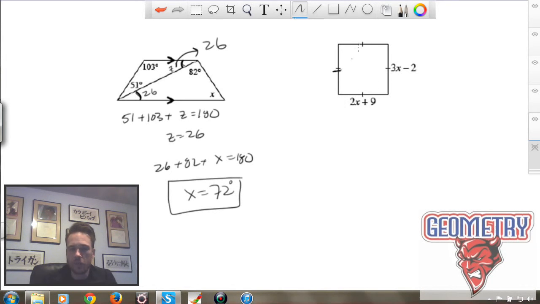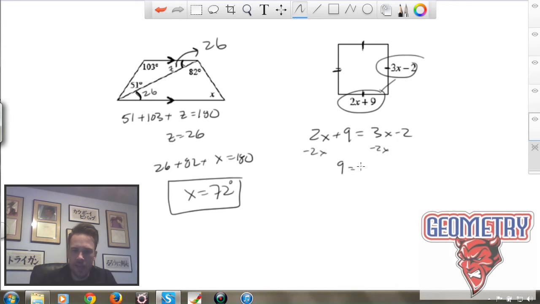This last one here is a square. I can tell it's a square because I can see one tick mark on each side. So in a square, all 4 sides are the same, which means these 2 sides have the same length. So 2x plus 9 is the same as 3x minus 2. I'm going to subtract 2x over to this side. So 9 equals x minus 2. I'll add 2 to this side, so x equals 11.